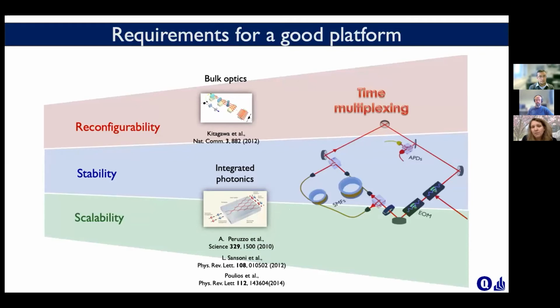Now, if you want to implement these in experiments, how can we do that? Here I give you the benchmark I typically would define. We want a system which is reconfigurable, because this reconfigurability ensures that you can change parameters, which we need for simulations. You need a stable system and a scalable system. There are different ways, but one way which we have pursued for more than 10 years now is time multiplexing, because it's a very resource efficient way.